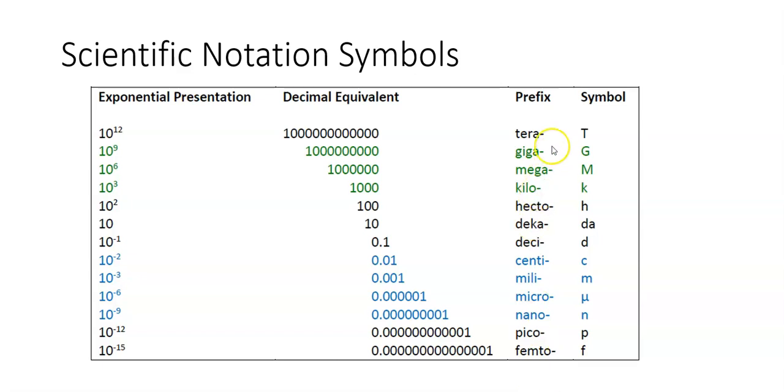Among these prefixes, these in green and these in blue are the most commonly used prefixes in engineering communications and calculations: giga, mega, kilo, centi, milli, micro, and nano.